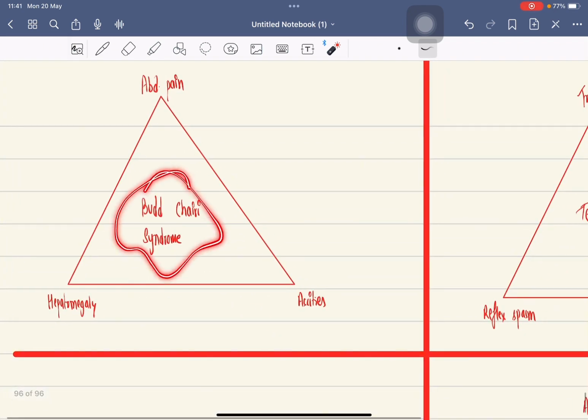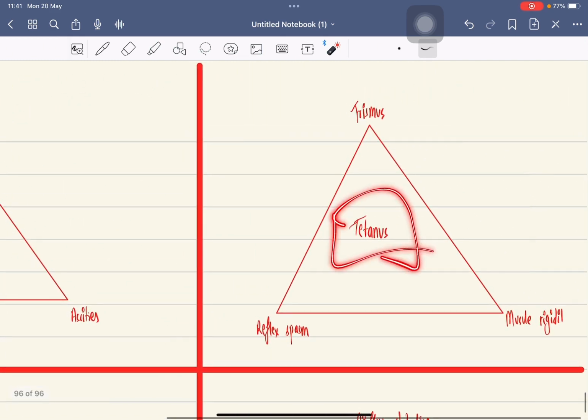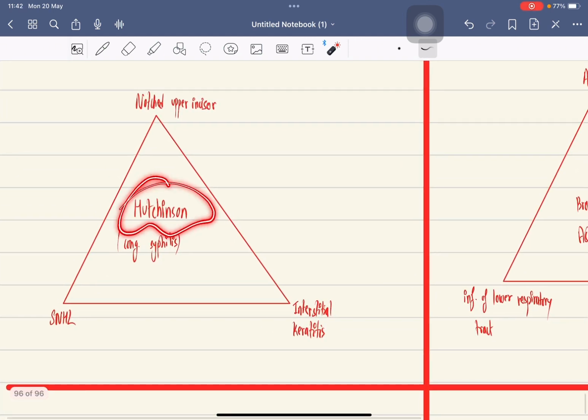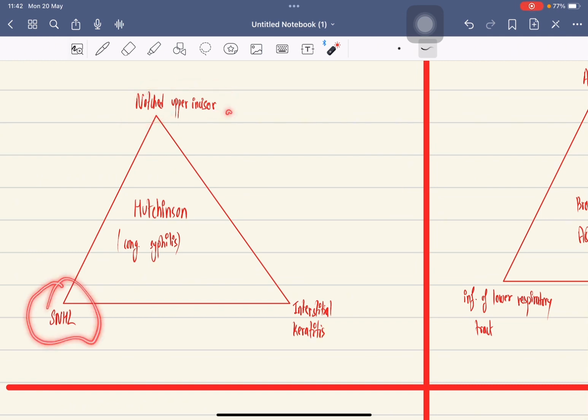Next is Budd-Chiari syndrome: abdominal pain, hepatomegaly, and ascites. Next is tetanus. There may be reflex spasm, muscle rigidity, and trismus. Next, we have Hutchinson's triad, which consists of notched upper incisor teeth, sensorineural hearing loss, and interstitial keratitis. This occurs in congenital syphilis.